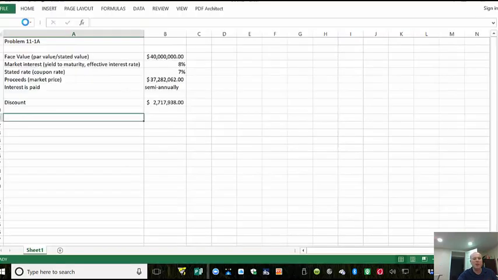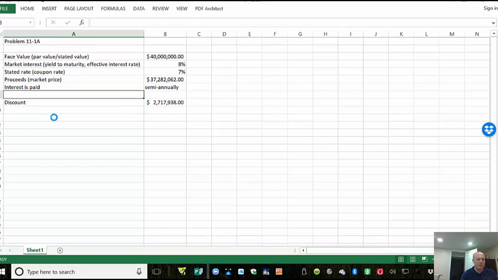So at maturity, even though they're obligated to pay out 40 million at the end of the bond's life, they actually get only 37,282,062. The other piece of information we need is the actual term. It's 10 years. All right.